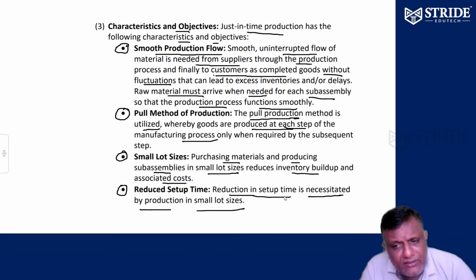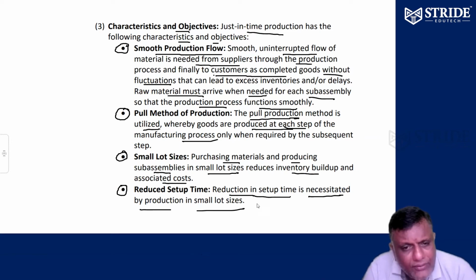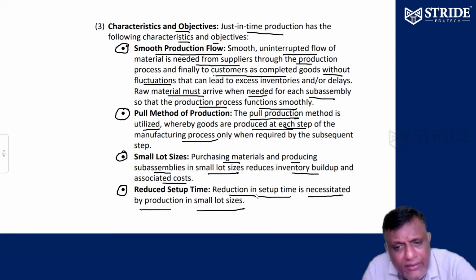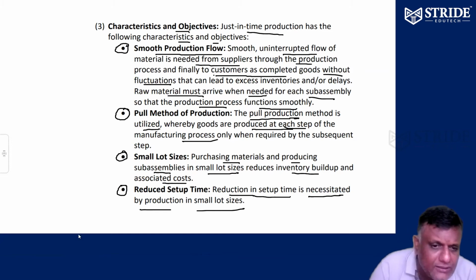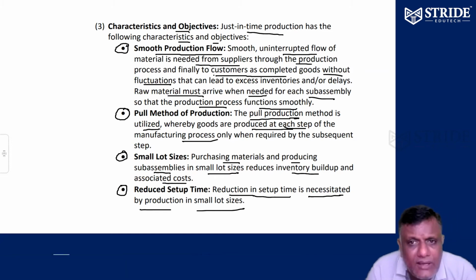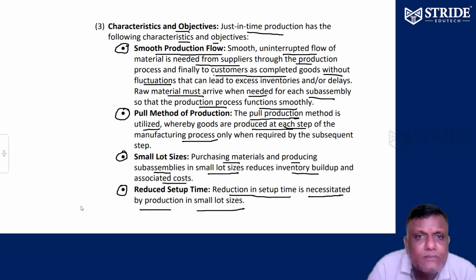So setup time reduction is necessitated. Automatically, production is in small orders. That's it. Once small lot sizes come in, setup time also reduces, and setup time cost also reduces. Because small lot sizes are going to be produced, setup time is also reduced. Lot sizes increased, more setup time. Lot sizes decreased, less setup time. That's it. So these are the categories of just-in-time, JIT.